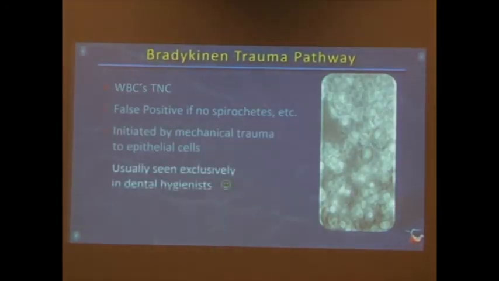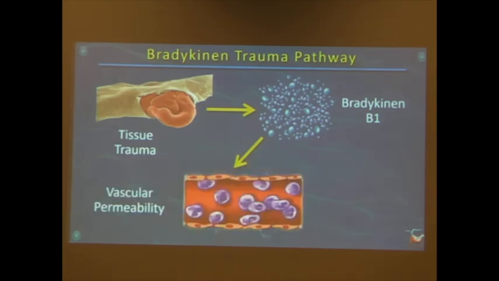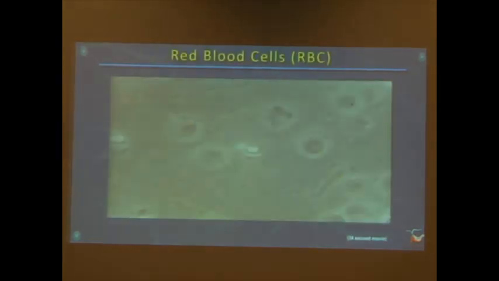I'll skip over this. Suffice it to say that one exception to the rule of lots of white blood cells equaling disease is hygienists. Typically, hygienists will be TNC for white blood cells, no spirochetes, of course. What's happening is all that trauma from brushing and flossing 15 times a day scrapes the epithelium, and that triggers an enzymatic response that results in pulling in white blood cells to police the damage. And these diagrams just go over how that happens for you. Again, we don't need to worry about red blood cells.